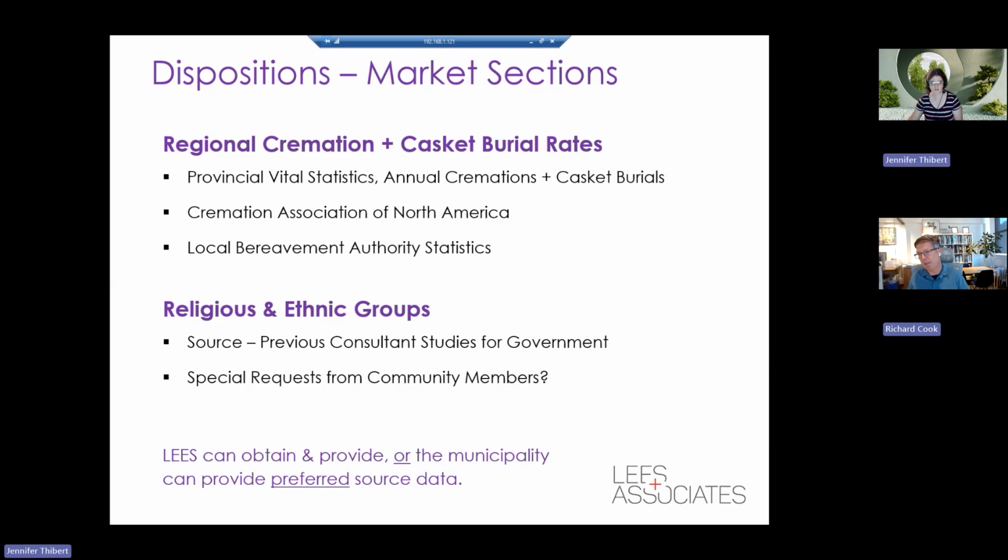And that's maybe the same with Jewish families and others, right? That is exactly correct, Richard. And those are very important in the planning and design of your future cemetery and who you're going to serve. We have to take into account those special, unique needs.